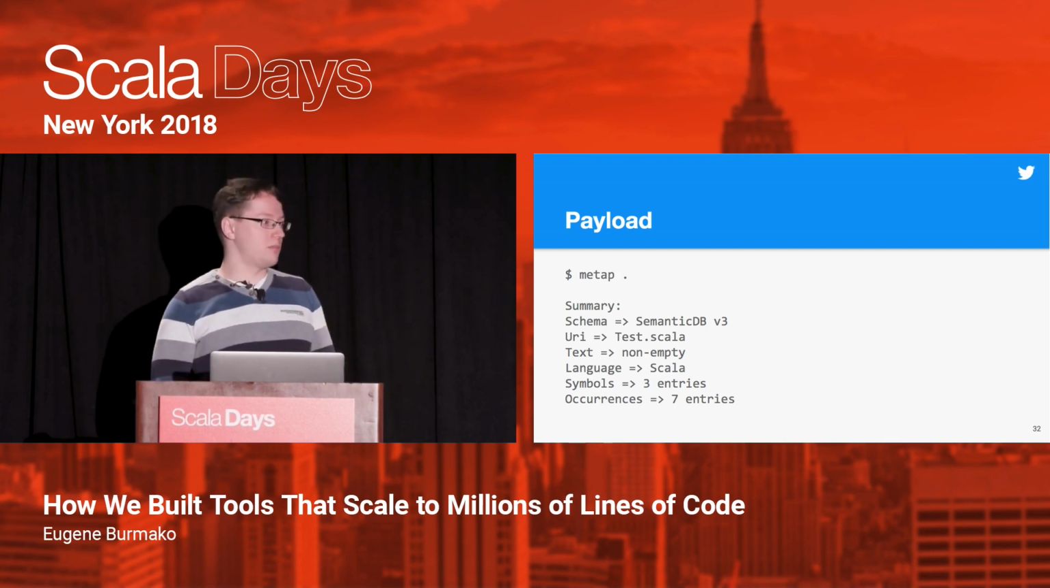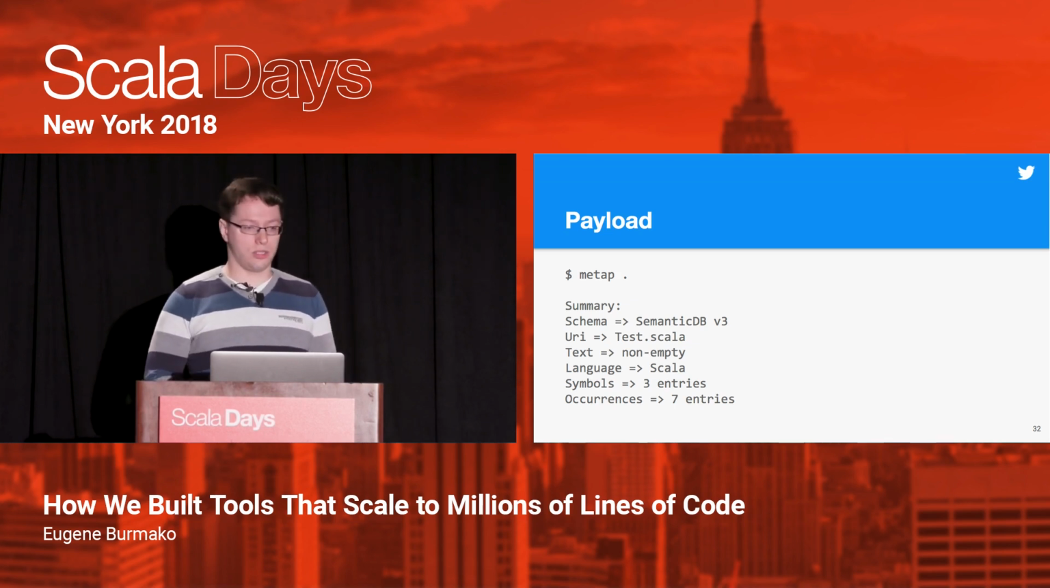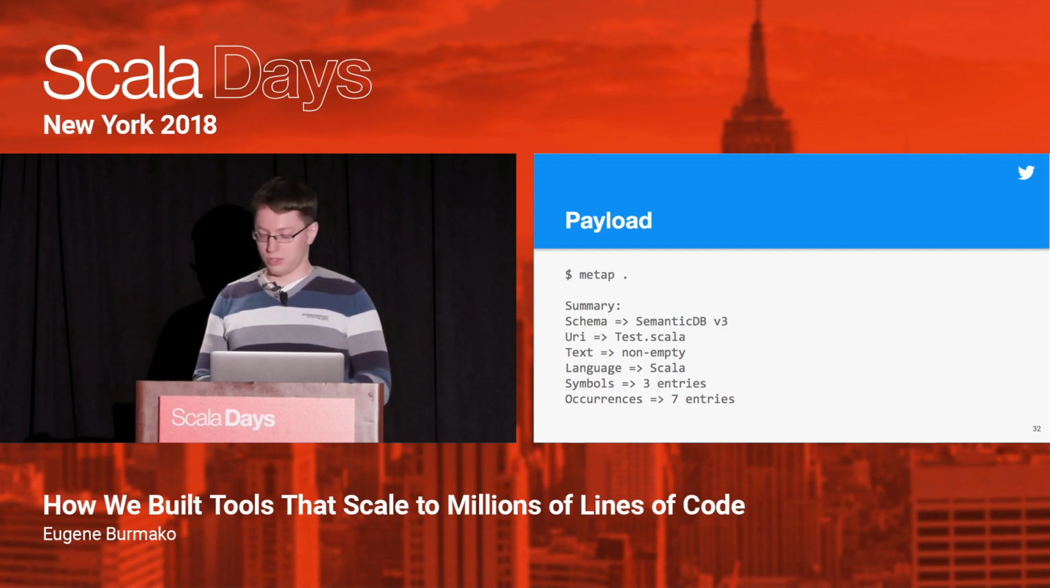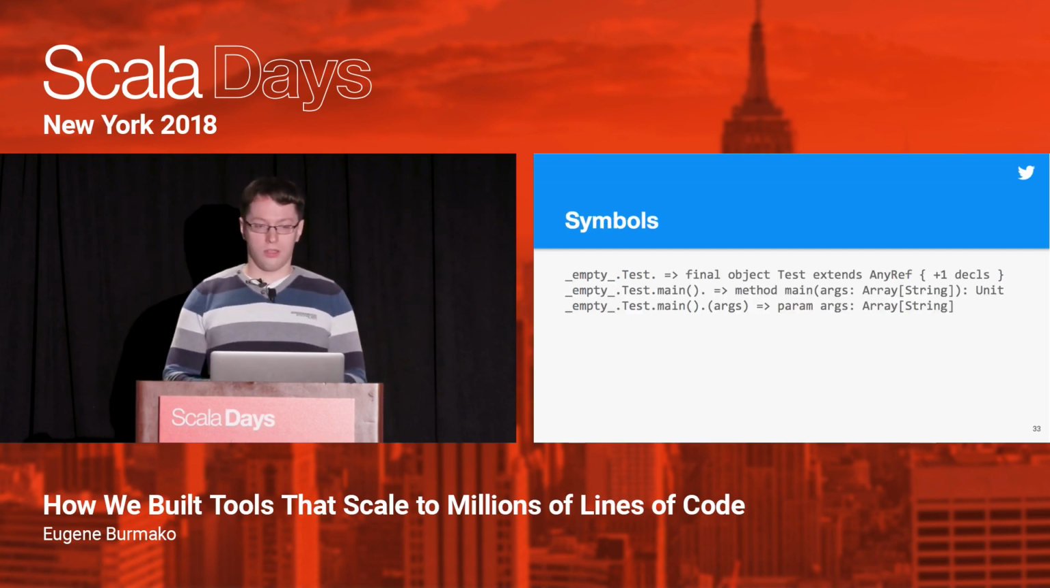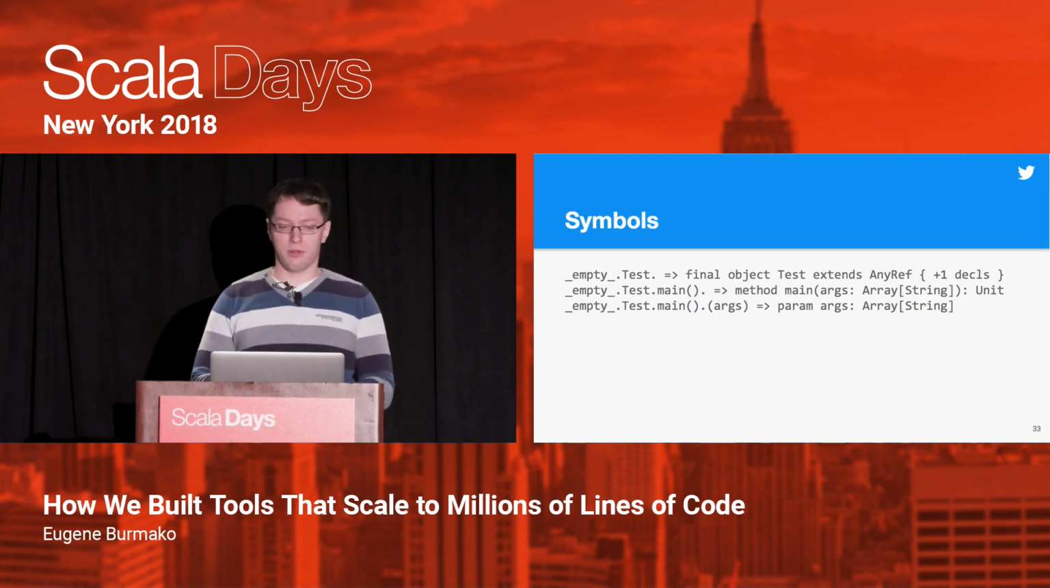So as I mentioned, SemanticDB v3, the URI is just test.scala, as well as the sections. So let's take a look. It's where the most interesting stuff happens. So the symbols section, it's like a symbol table in the compiler.